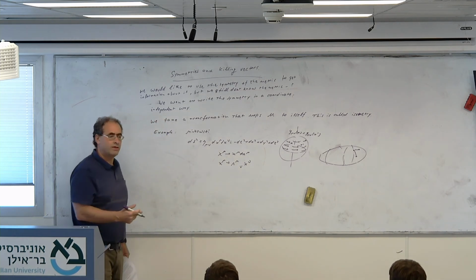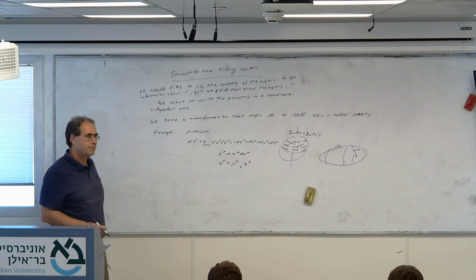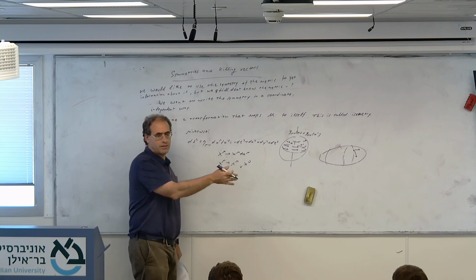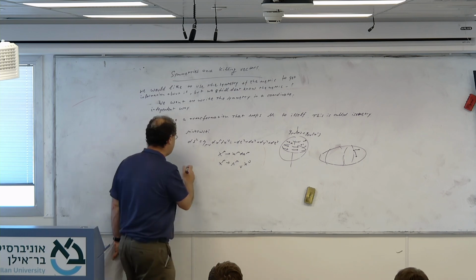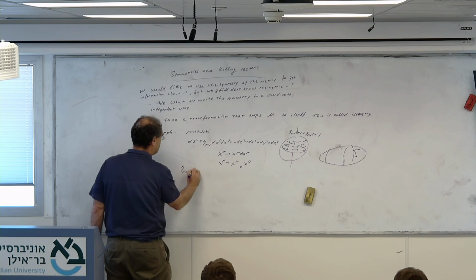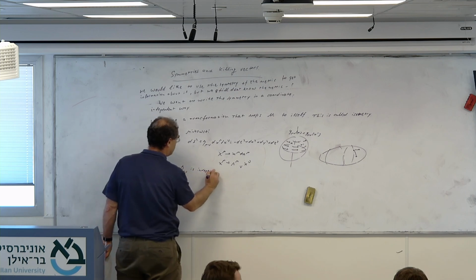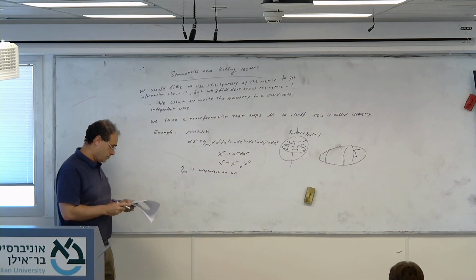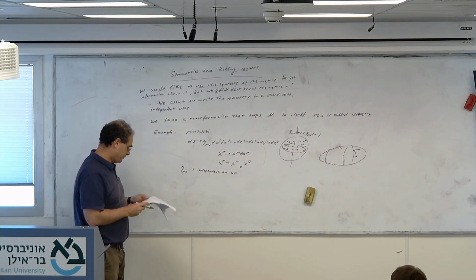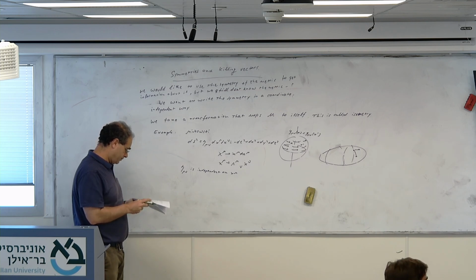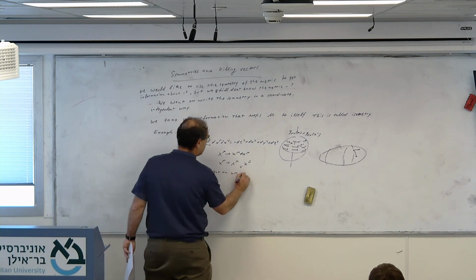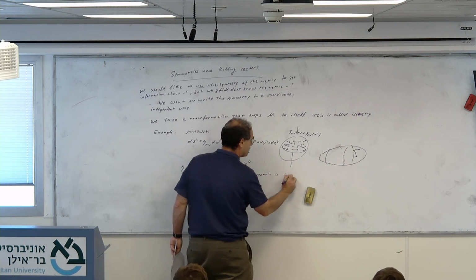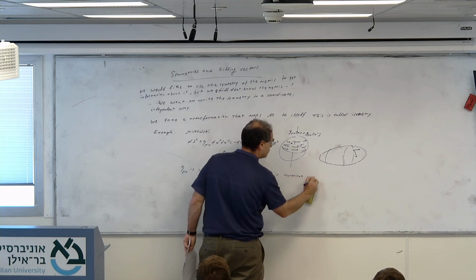And how can I see that right away? Because eta mu nu is independent of any of the coordinates. It's just a number. So eta mu nu is independent of x mu. That means that the metric is invariant under translations.